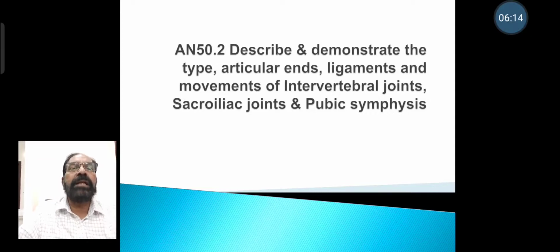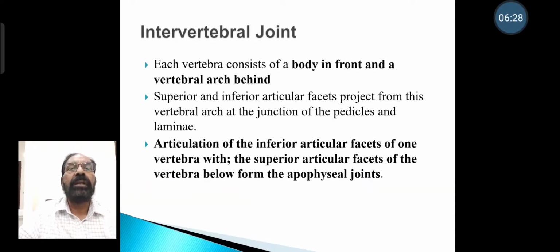Then we go on to describe type, articular ends, ligaments, movements of intervertebral, sacroiliac and pubic symphysis joints. First we will start with intervertebral joint.